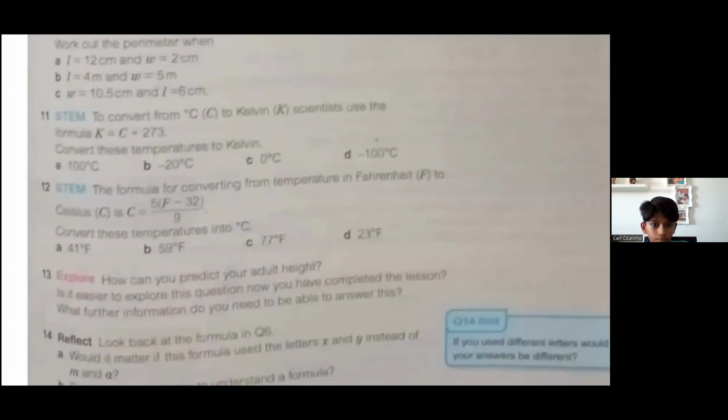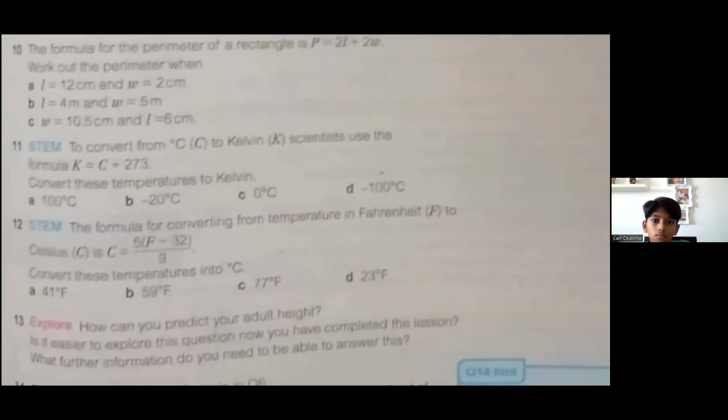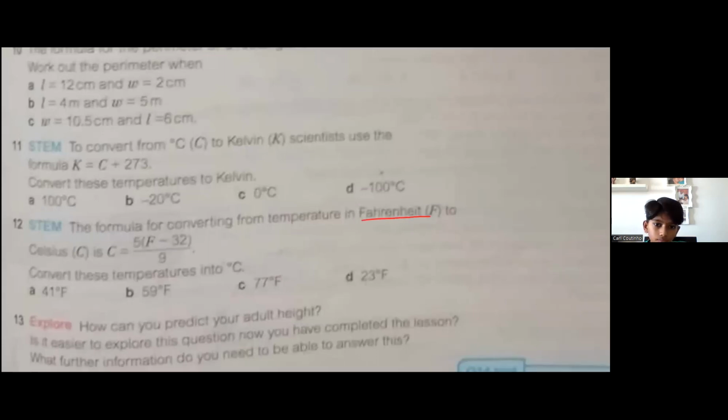Okay, the last one. The formula for converting temperature from Fahrenheit to Celsius. Fahrenheit is another unit to measure temperature, and we have a relation between Celsius and Fahrenheit like this: 5 bracket F minus 32. It is a little more complex than the previous one, isn't it? We have minus also, we have division also. So now we have to convert all these temperatures into degrees. For each of these values of F, we have to find the value of C.